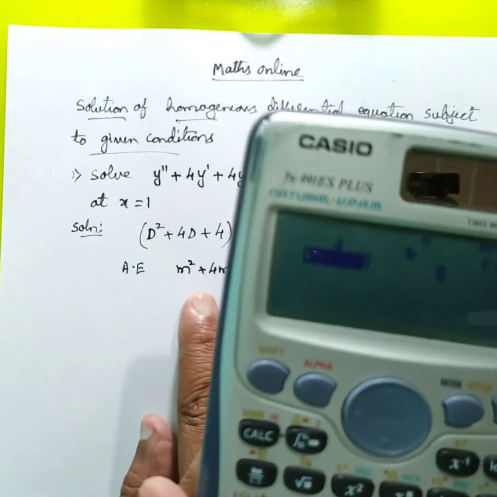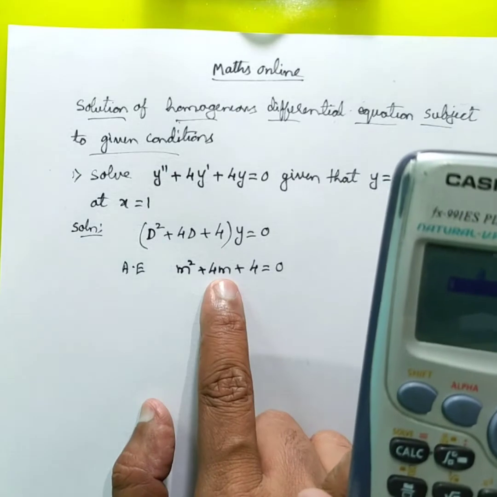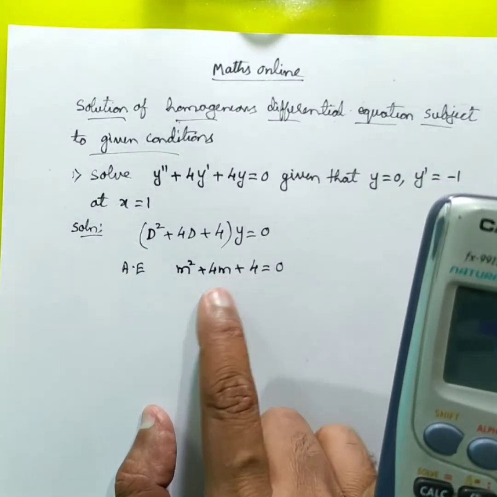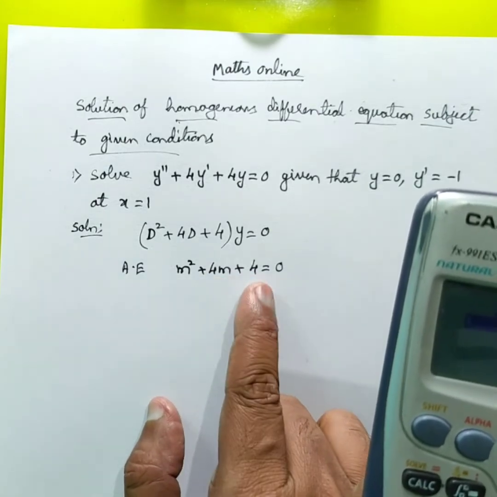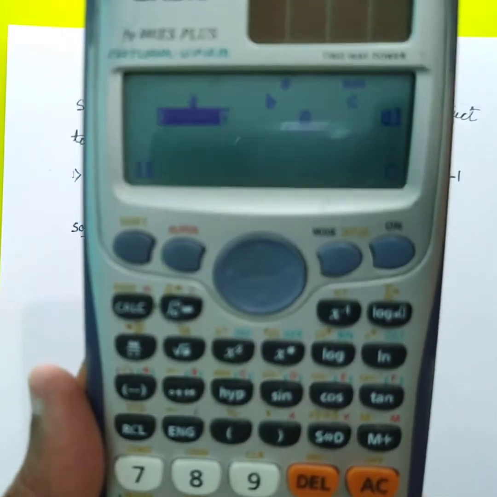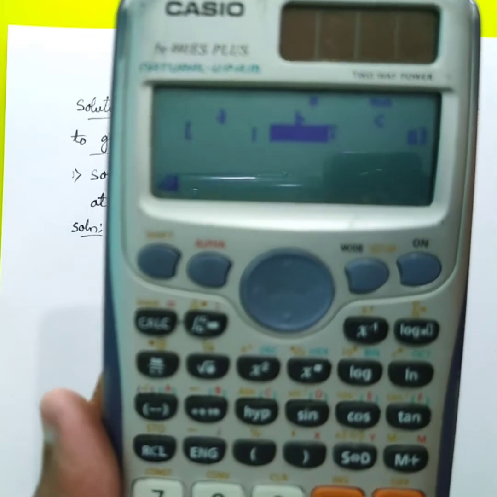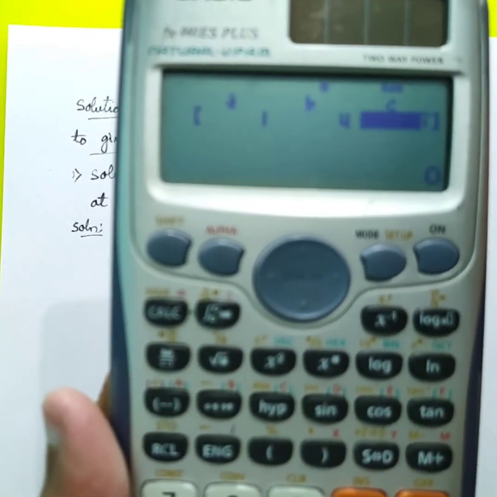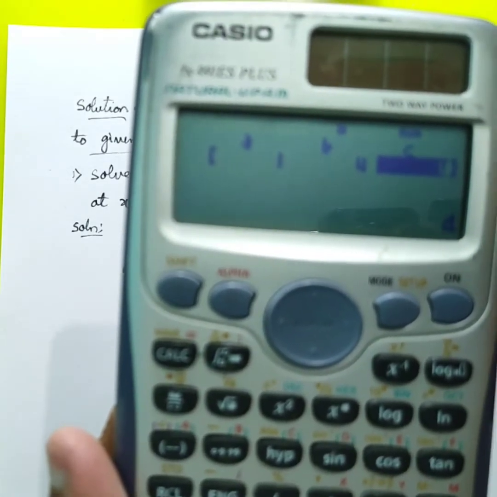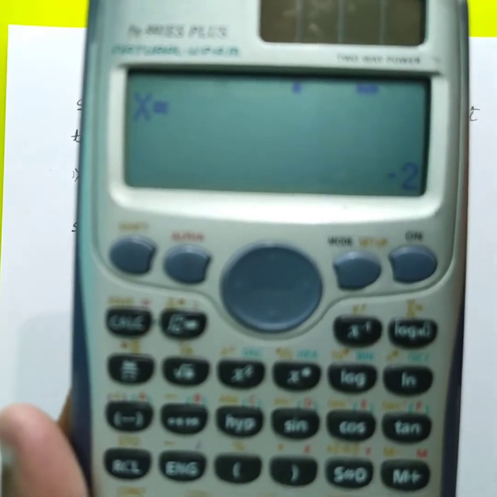What are the coefficients you have? Coefficient of m square is 1. Then coefficient of m is 4. Then the constant term is 4. So you can just type in 1, 4, 4 to get the roots. I'll just type 1, press equals to, then 4 and press equals to, again 4 and press equals to. Once again you press the equals to sign, you can see the root.